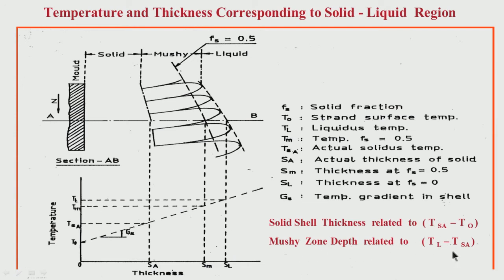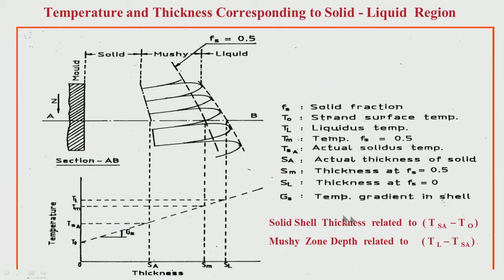The temperature interval between the liquidus and the actual solidus, the solidification temperature range, is proportional to the mushy zone depth. So if TSA, that means the actual solidus, decreases due to microsegregation, then this temperature interval increases, because TL is more or less constant, it does not vary with microsegregation, but the actual solidus is varying. That is what is important to remember. So if TSA is decreasing, my actual solidus is decreasing, the temperature interval of solidification is increasing, so the mushy zone depth is also relatively more in this case.